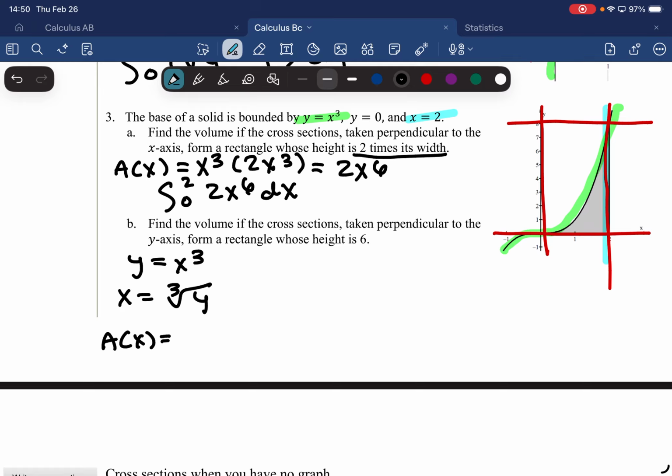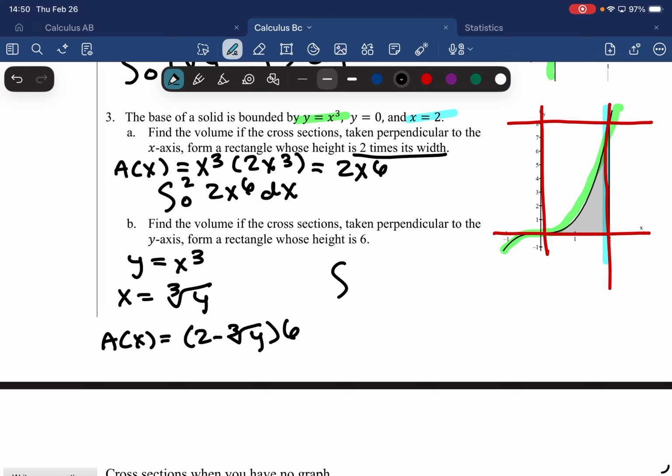width. Okay, in this case, since I'm looking at terms of y, I'm no longer looking top to bottom, but I'm looking right to left. So the function that is on the right is x equals 2, and then the one on the left is the cube root of y. So I'm going to have to do 2 minus the cube root. And then the height is given in the problem. It says the height is 6.